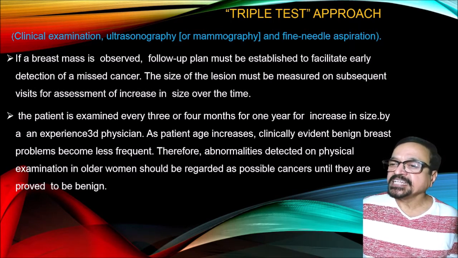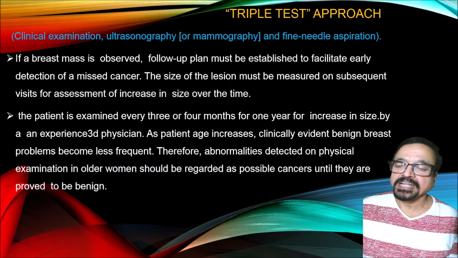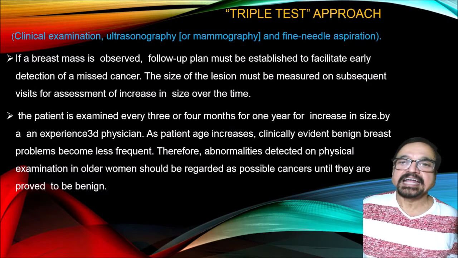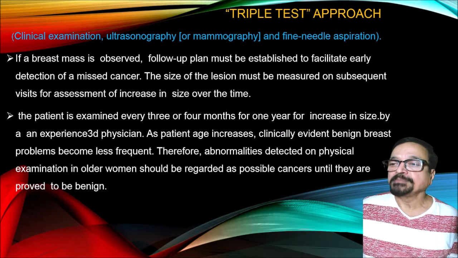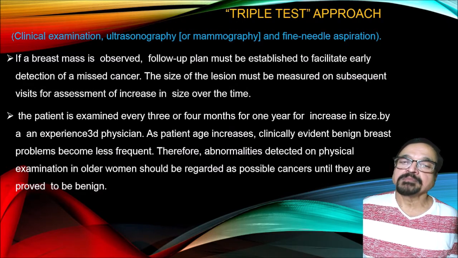As the patient's age increases, clinically evident benign breast problems become less frequent. I repeat again, as the age increases, clinically evident benign breast problems become less frequent. In other words, they are likely to be more malignant. Therefore, abnormalities detected on physical examination in older women should be regarded as a possible cancer unless they are proved to be benign either by mammography or by histopathology.